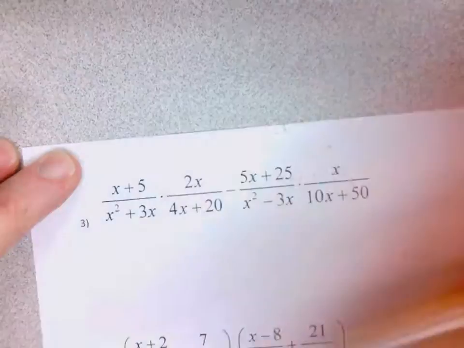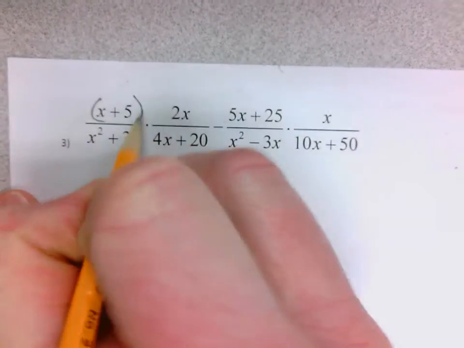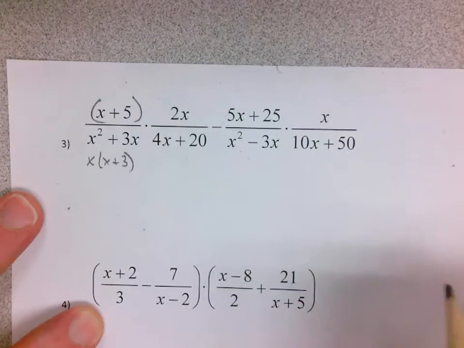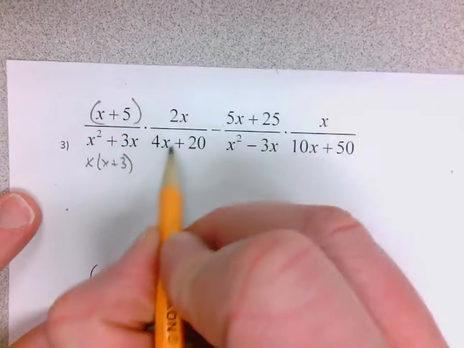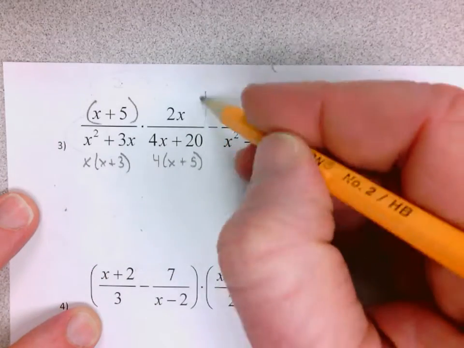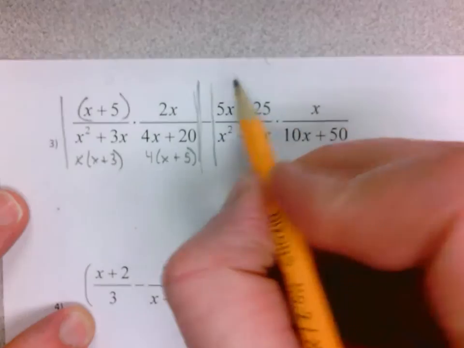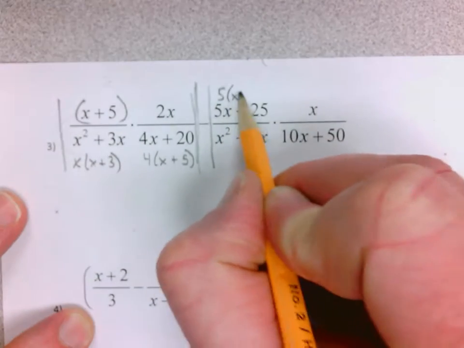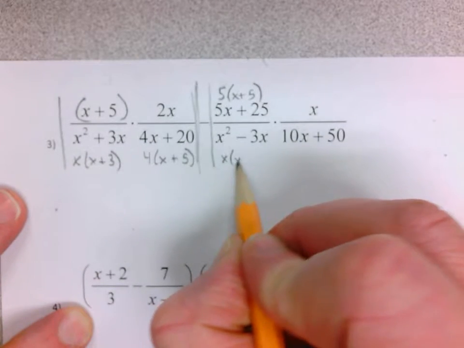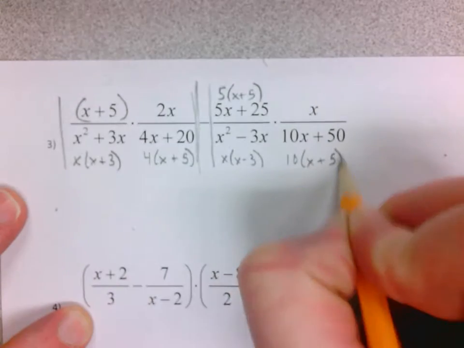All right, so let's factor and hope some stuff cancels. Whoever signs this kind of stuff must be a tyrant. x times x plus 3, 2x, 4 times x plus 5. So I'm kind of looking at this as its own problem over here. I'm looking at this as its own problem. 5 times x plus 5, x times x minus 3, 10 times x plus 5.